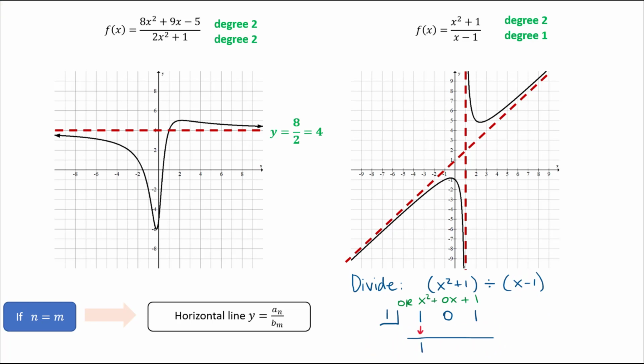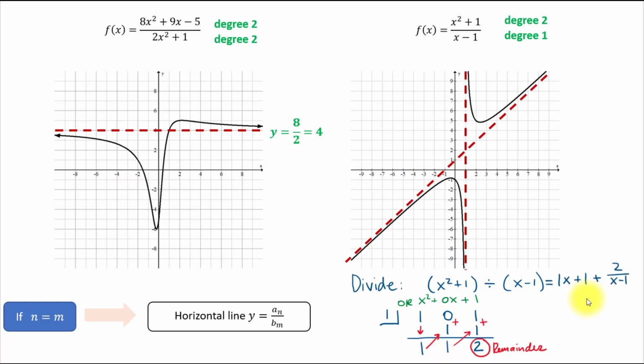1 goes down. 1 times 1 is 1. I place it here. 0 plus 1 is 1. And I repeat the cycle. 1 times 1 is 1. I place it here. And add: 1 plus 1 is 2. Remember, the last number that we get is the remainder. And all numbers that come before the remainder are the coefficients in the resulting polynomial.